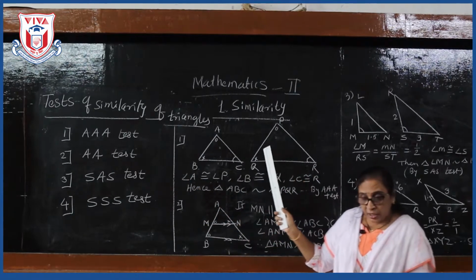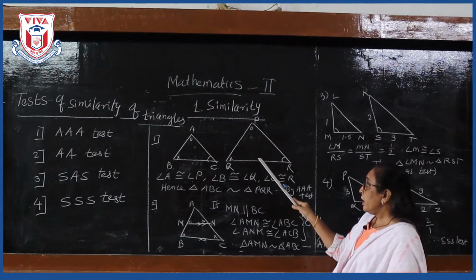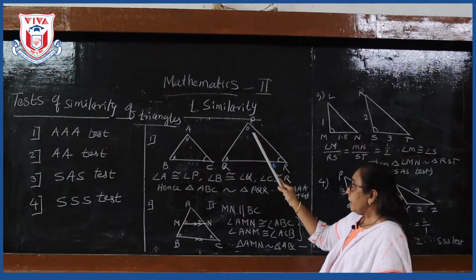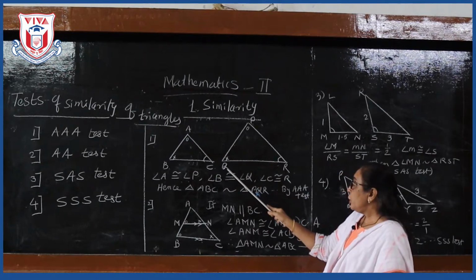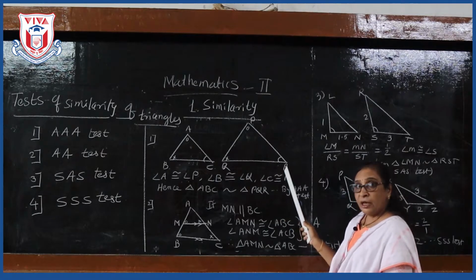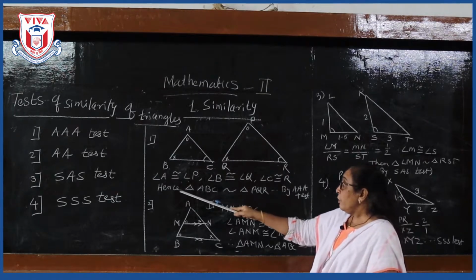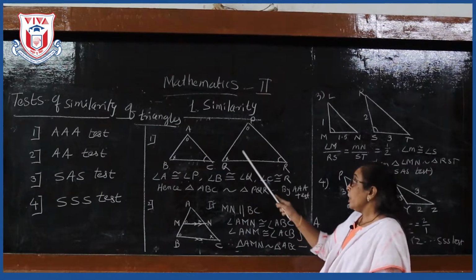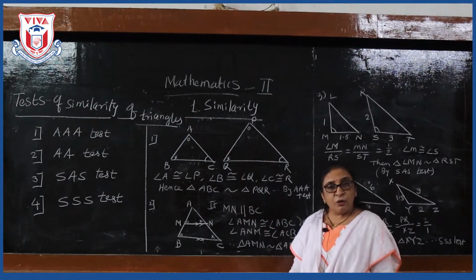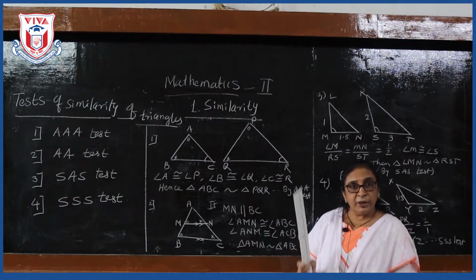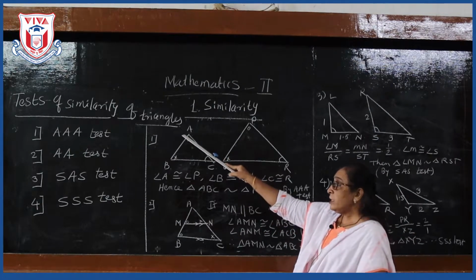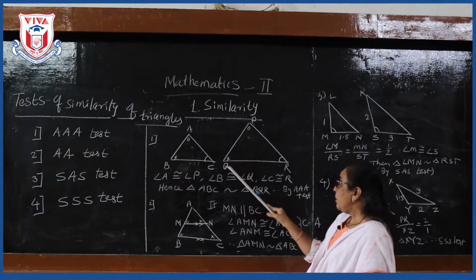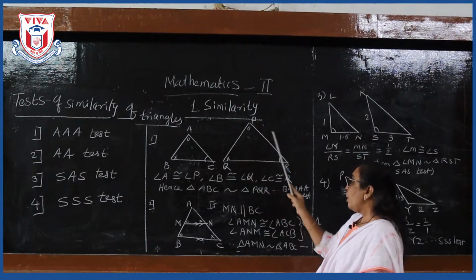Means what? If the two triangles are given, ABC and PQR, here angle A is congruent to angle P, angle B is congruent to angle Q, and angle C is congruent to angle R, then we can say that the two triangles are similar to each other. Now, if the three corresponding angles are congruent, triangles will become similar to each other. That means all three sides are also in proportion. That means AB upon PQ is equal to BC upon QR is equal to AC upon PR.